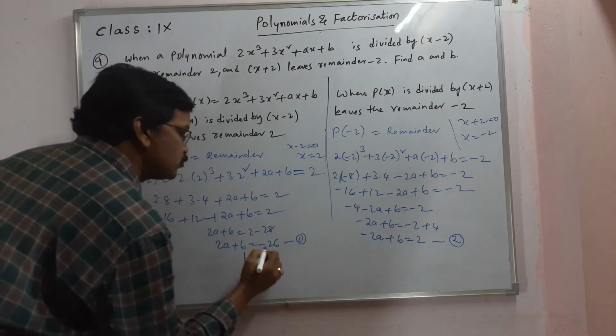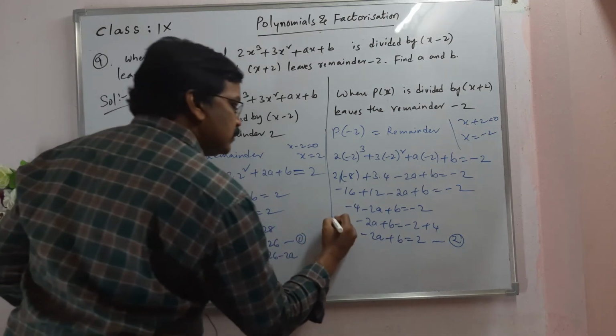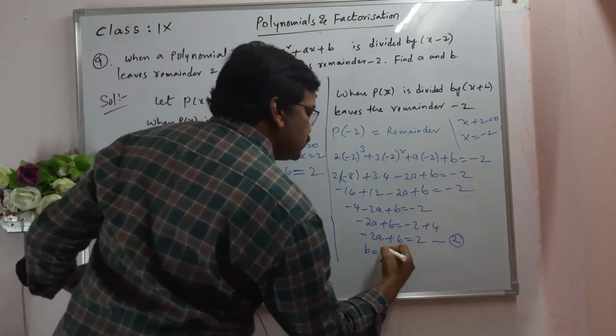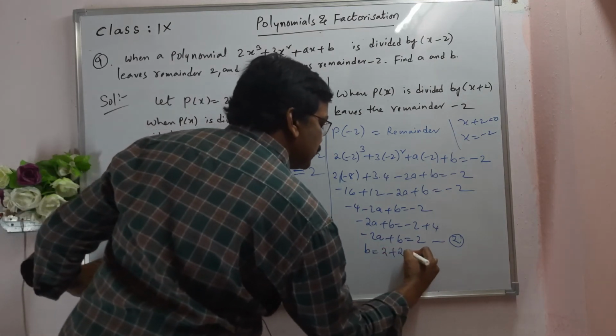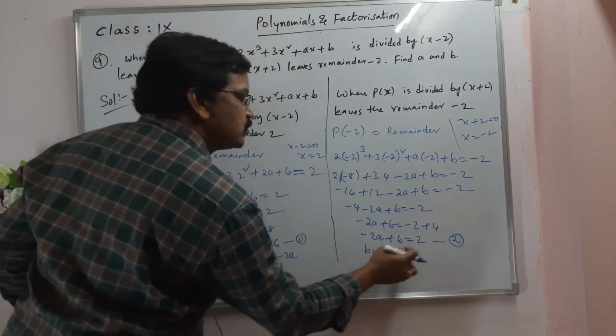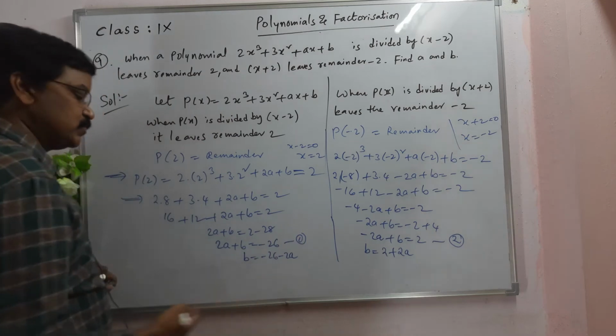What is b, my dear students? Minus 26 minus 2a. Make b the subject here. b is equal to 2 plus 2a. Here b is equal to minus 26 minus 2a. Here b is equal to 2 plus 2a, it will become plus 2a, right?